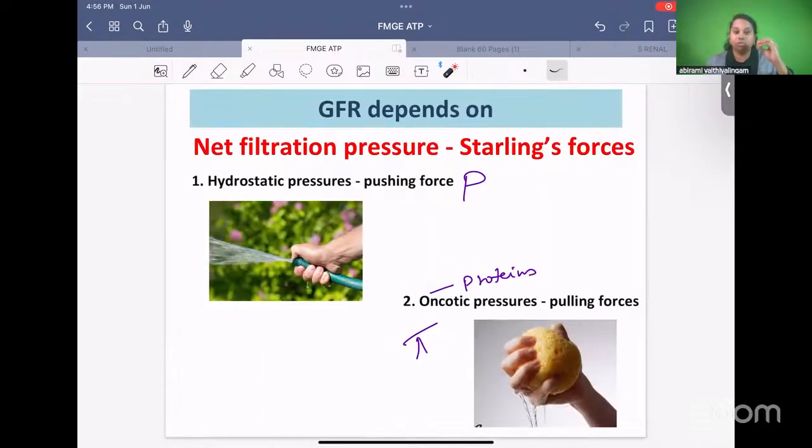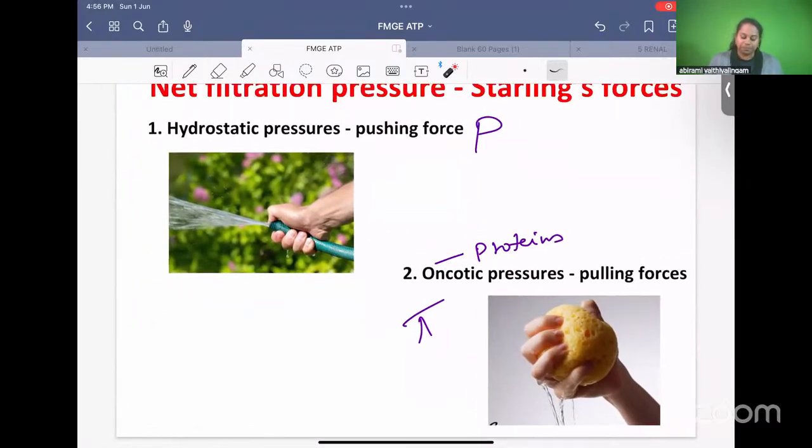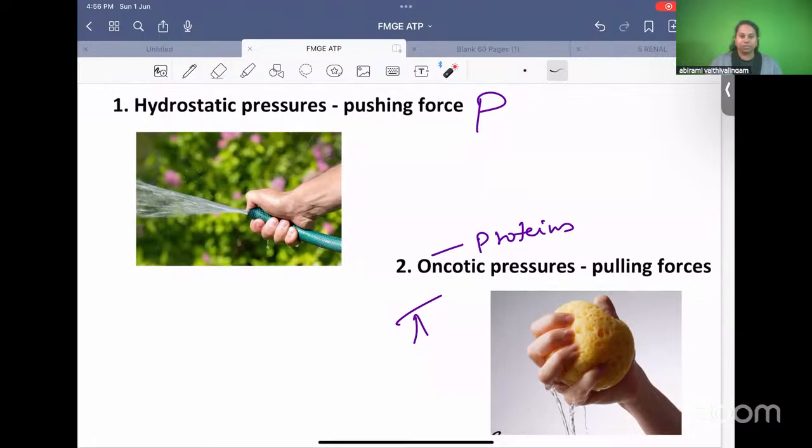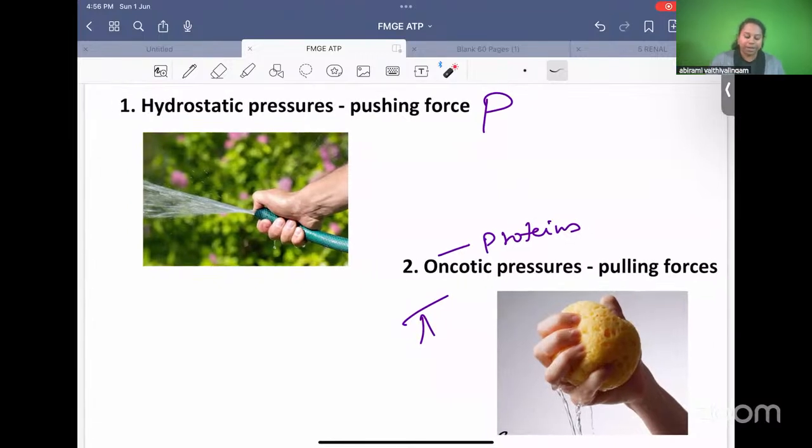This is the most important one. Listen. Starling's forces. GFR depends on Starling's forces. What are Starling's forces? There are two types of Starling's forces: hydrostatic pressure and oncotic pressures.